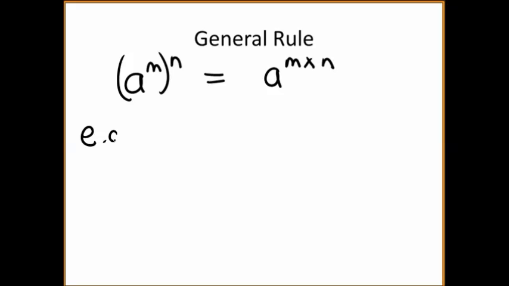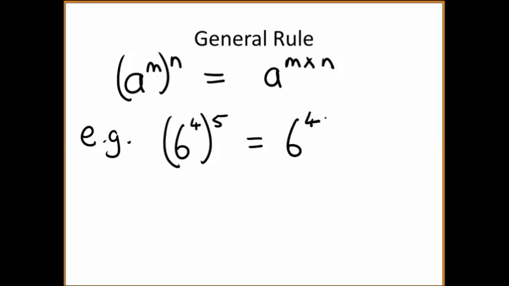Our general rule states that a number a to the power of m, all to the power of n, is equal to a to the power of m multiplied by n. So, to give an example, if we had 6 to the power of 4 all to the power of 5, this would be equal to 6 to the power of 4 multiplied by 5. So it's 6 to the power of 4 multiplied by 5, which is 20.